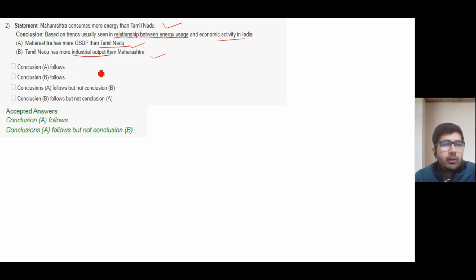Also, these statements are not giving any information other than the GSDPs. There is no other information mentioned on industrial output, so we cannot conclude about statement B. So from the GDP and energy use point of view, we can say that only A follows, not statement B. Okay, we'll come to the next.